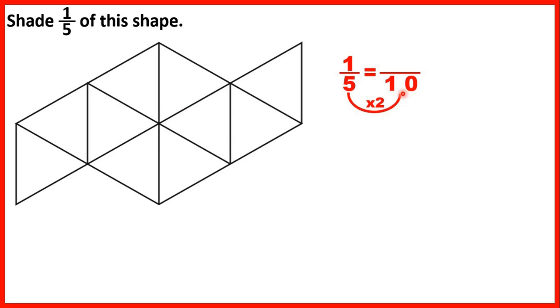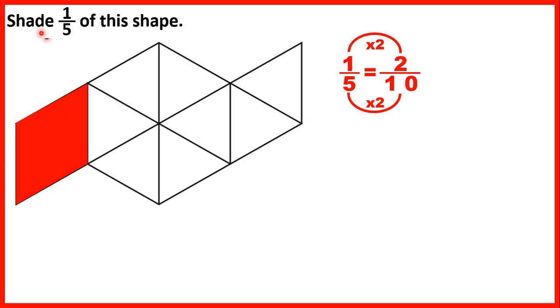Now 5 times 2 is 10, 1 times 2 is 2, so because 1/5 is equivalent to 2/10, we need to shade 2 of these pieces, 2 of these tenths. So when we do that, we've shaded 1/5 of the shape.